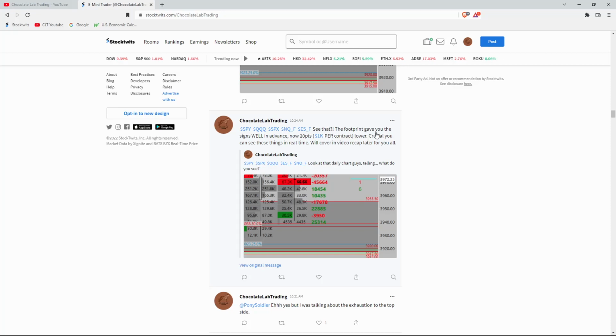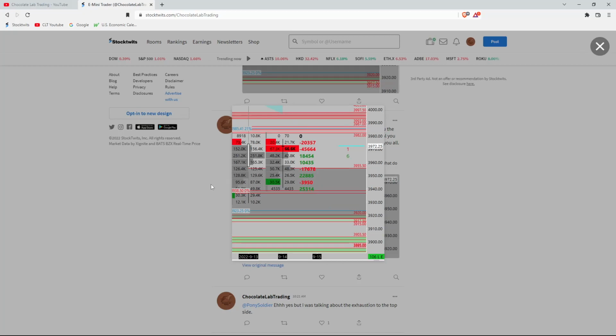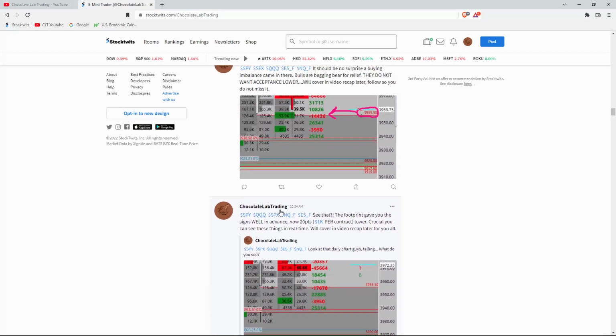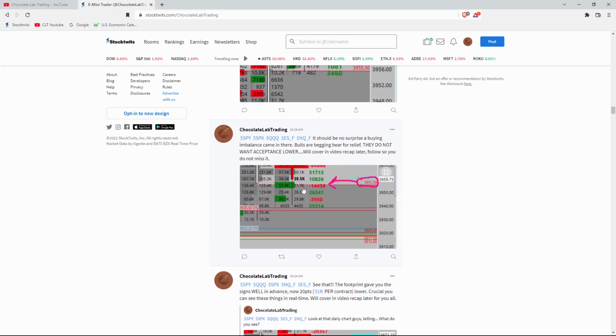Okay, see that? The footprint gave you the signs well in advance. As I said, we got the exhaustion before, and that was, at least as of now, I'm not looking at live charts, the high of day. Then we came back onto the top of this balance area. Pulling up the picture.